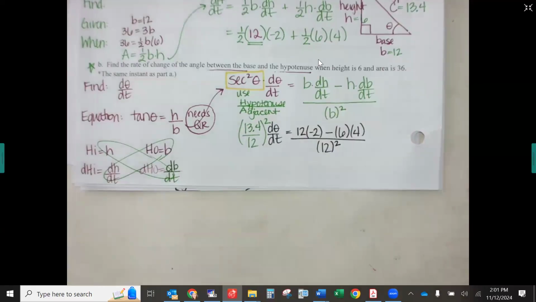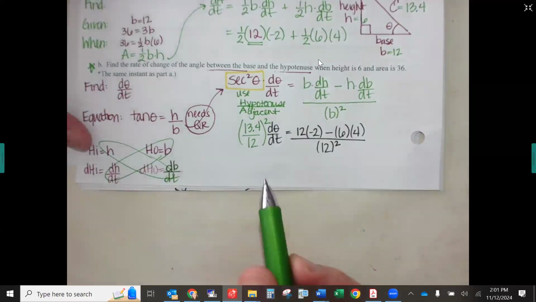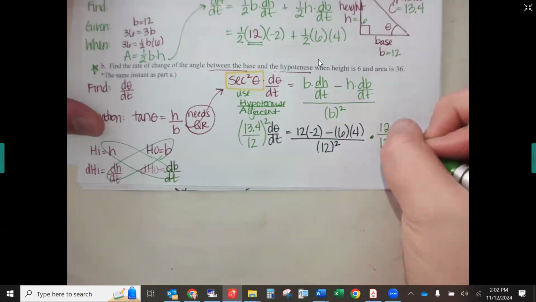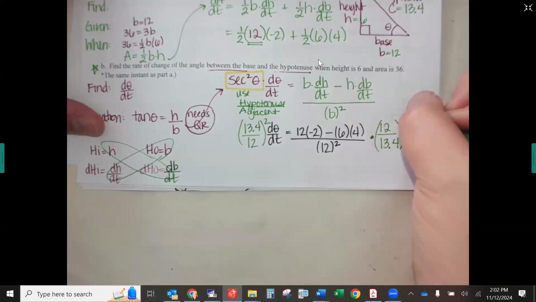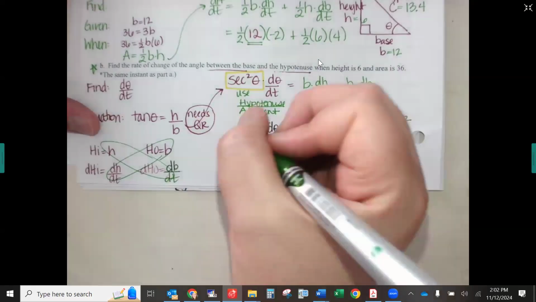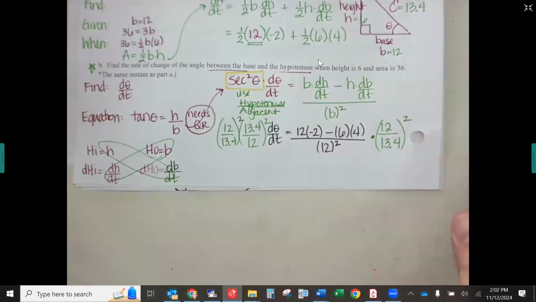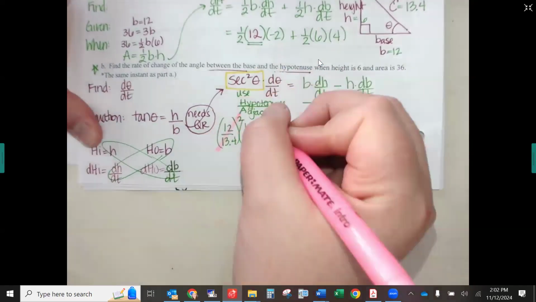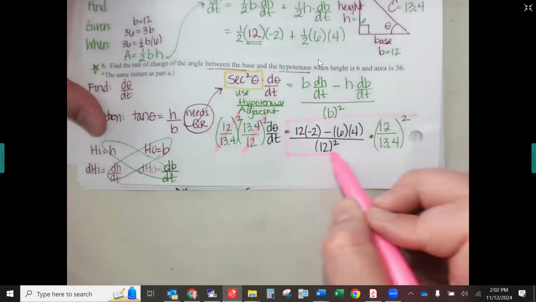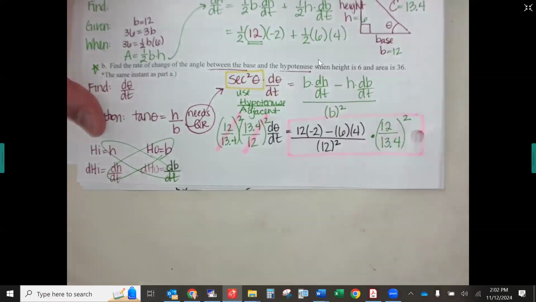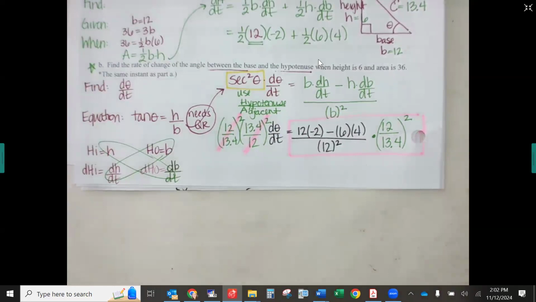And how do I solve to get d theta dt by itself if I want to get rid of this fraction in the front? Multiply by its what? Reciprocal. So to get rid of a 13.4 over 12, I'm going to times by a 12 over 13.4 squared. And then in your calculator, just type in all of this at the same time. So do pretty fraction times pretty fraction. And you should get negative 0 point something.